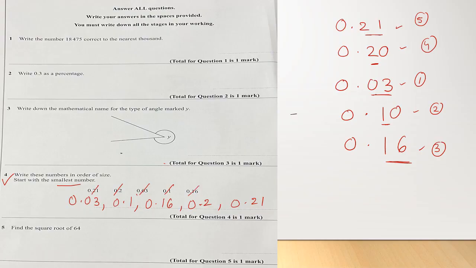Now you will check how many numbers there actually were. 1, 2, 3, 4, 5. Check whether you have written all the 5 numbers. 1, 2, 3, 4, 5. You should not miss any number. If you miss any number, you will not get the 1 mark. So you have to check properly that all numbers are written correctly, right?